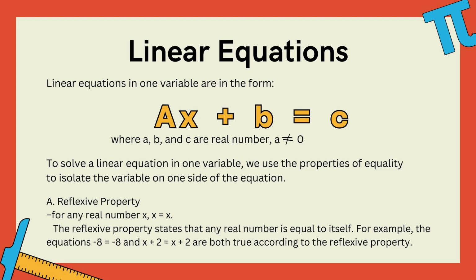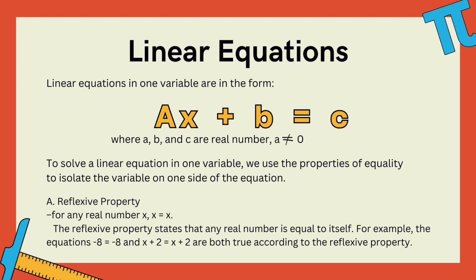Now let us dive into the different properties of equality. To solve a linear equation in one variable, we use the properties of equality to isolate the variable on one side of the equation. For our first property of equality, reflexive property. It means for any real number x, x is always equal to x. The reflexive property states that any real number is equal to itself.